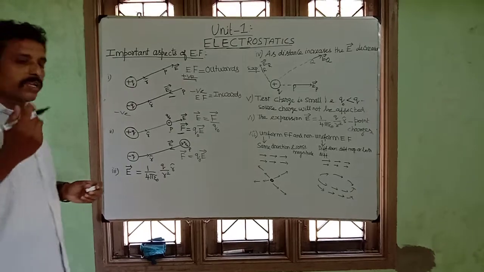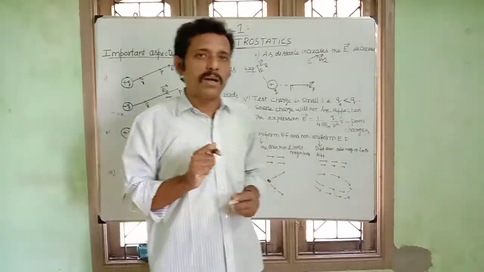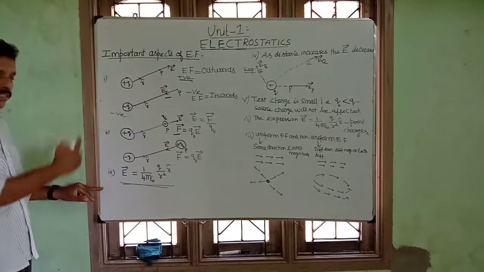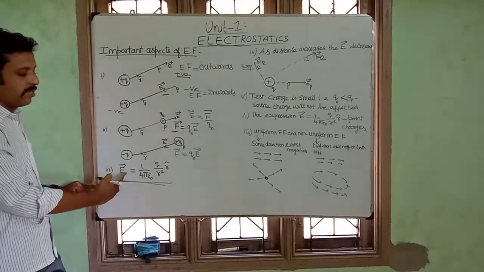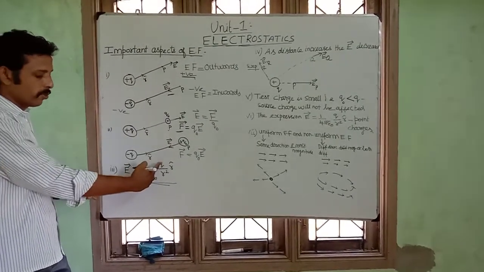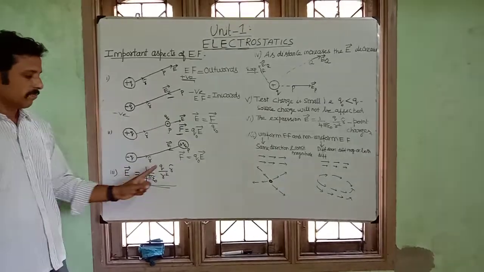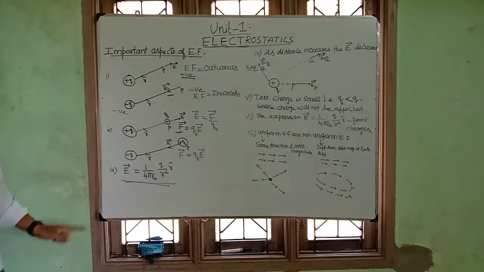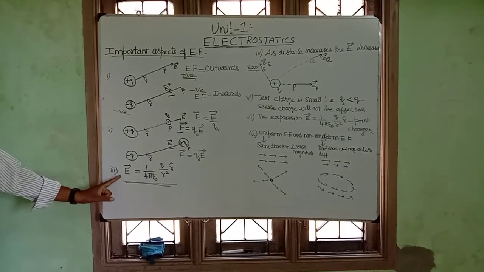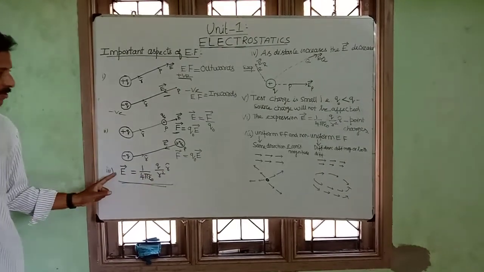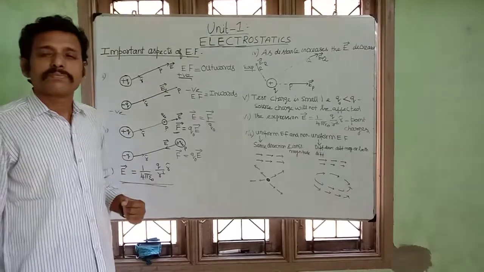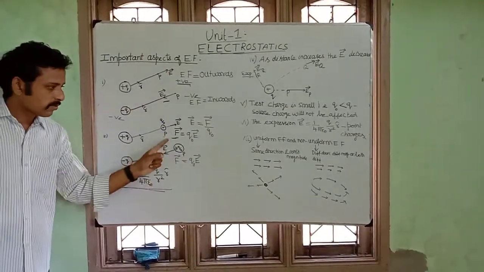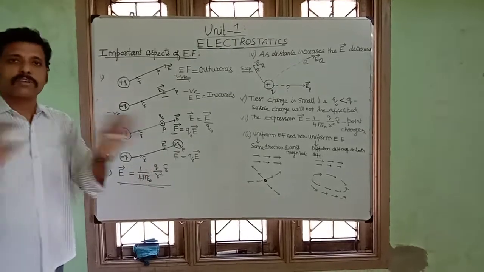Third one, again we go to what we can call the mother formula for a point charge. I think you remember. E vector is equal to 1 by 4 pi epsilon naught q by r square r cap. This is the mother equation. You see here, in this expression, what is the test charge? Q0. Whether we have Q0 here? No, Q0 is not here.